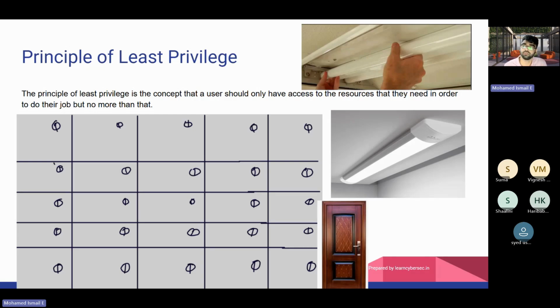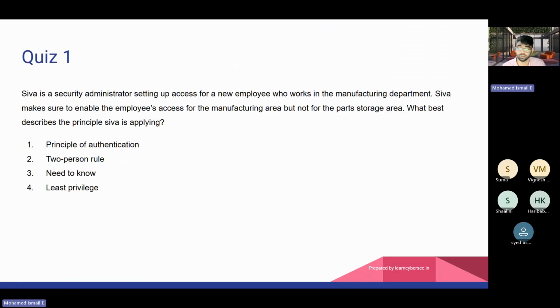So for the principle of least privilege, you may expect some questions, so make sure you understand these concepts clearly. It's a concept that a user should only have access to the resources that they need in order to do their job, but not more than that. That's the textbook definition. Now quiz time.